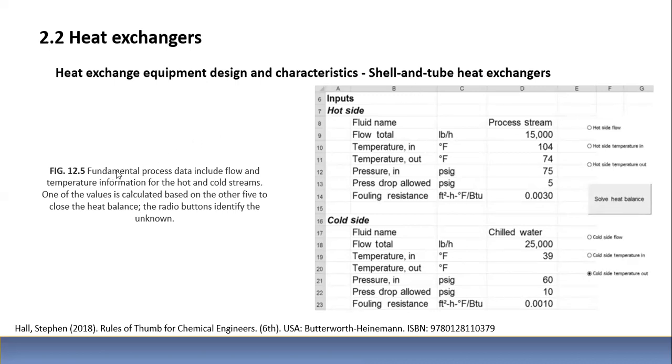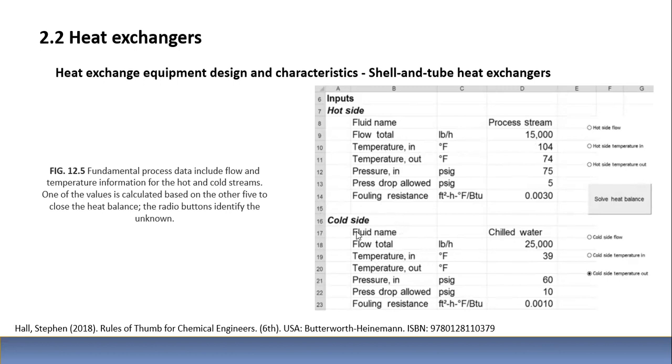Vemos aquí Shell and Tube Exchangers. Fundamental process data include flow and temperature information for the hot and cold streams. One of the values is calculated based on the other five to close the heat balance. The radio buttons identify the unknown. Entonces vemos aquí una hoja de Excel en donde ya está preprogramada la información que se ingresa, de tal modo que hace automáticamente un balance energético y determina lo que se necesita.